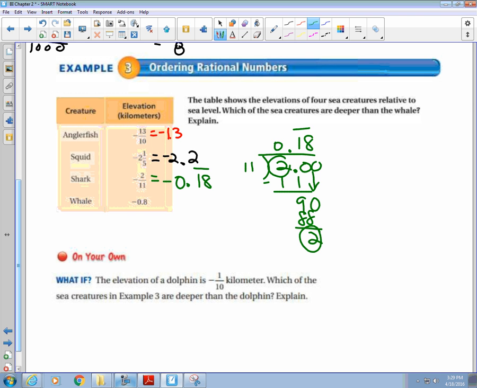And then lastly, my last one for the whale is already in decimal form. So I'm going to just keep it as negative 0.8.